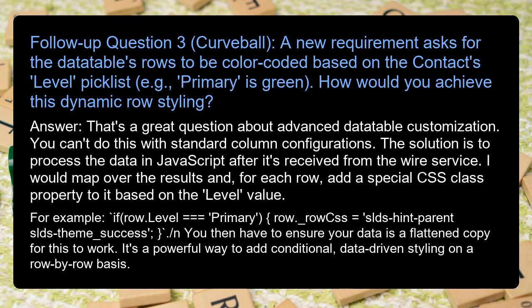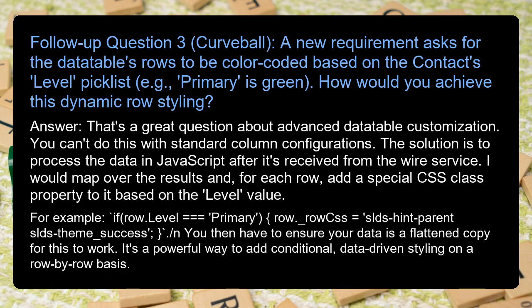Follow-up question 3. Curveball: a new requirement asks for the datatable's rows to be color-coded based on the contact's Level picklist. For example, Primary is green. How would you achieve this dynamic row styling? Answer: that's a great question about advanced datatable customization. You cannot do this with standard column configurations. The solution is to process the data in JavaScript after it is received from the wire service.